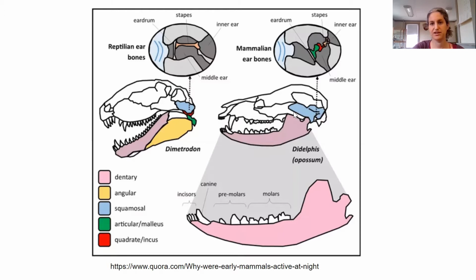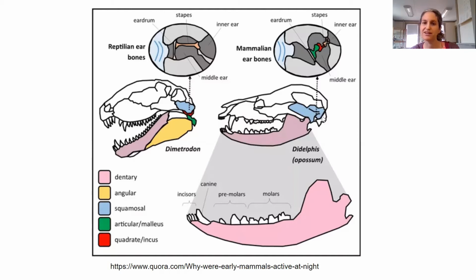In our opossum, it's a little bit bigger, and that's true for most of the mammals. And it is forming part of the zygomatic arch. So it's kind of fused with the jugal bone to come around and wrap around to make these strong cheekbones.